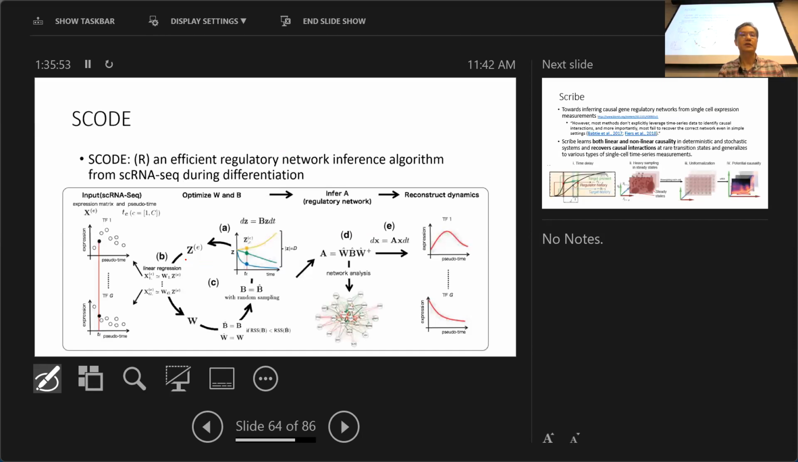Another is called SCODE. In this case, you need to provide the time series. So you have to give the pseudotime for each cell, and they use some iterations to help you get this network.